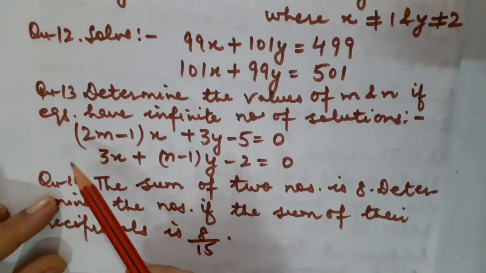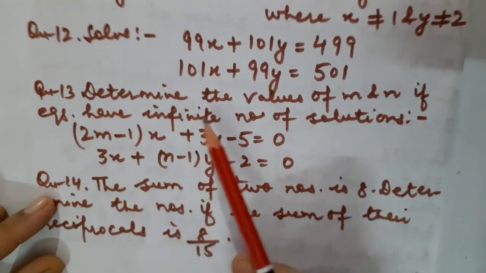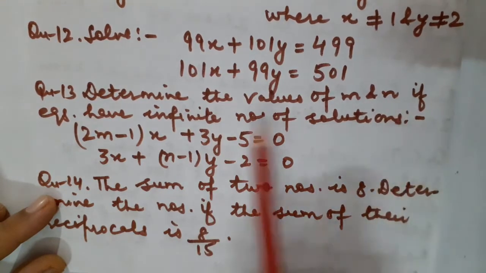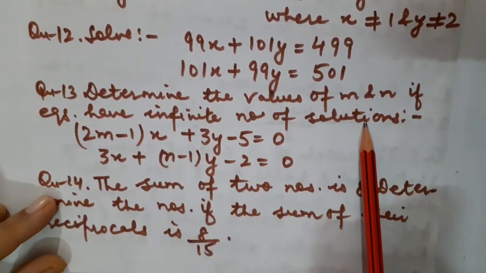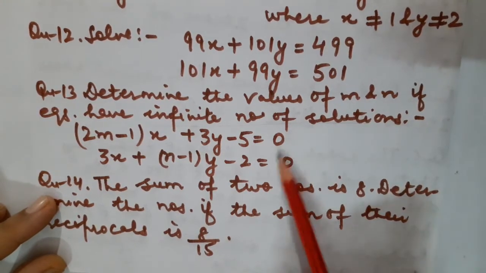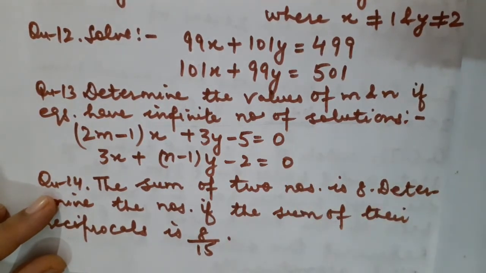Now children, let us switch to question number 13. Determine the value of m and n if the equations are going to produce infinitely many solutions. So here are the equations. Let us see its solution.